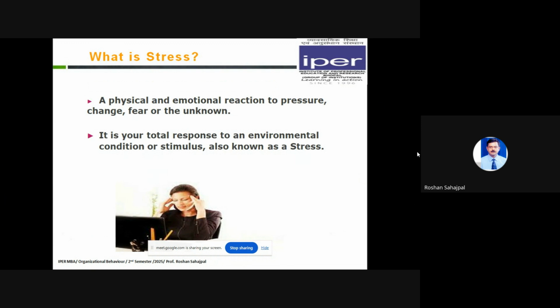So stress is the total response to an environmental condition or stimulus. And the stimulus, of course, can be related to work pressure, or change, or fear of the unknown in an organization. So you see, when an employee works in an organization, there are certain issues that need to be addressed. For example, if an employee is having some problem or some grievance, that needs to be addressed. So if that is not addressed, it will lead to a stressful condition or a stressful situation for the employee.